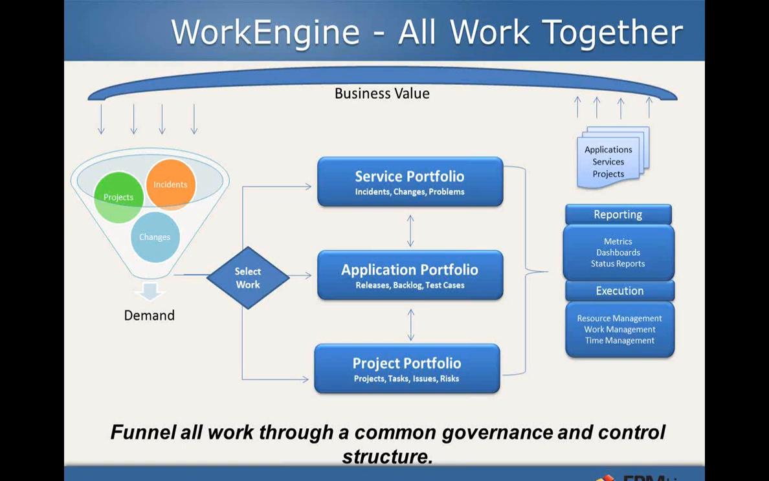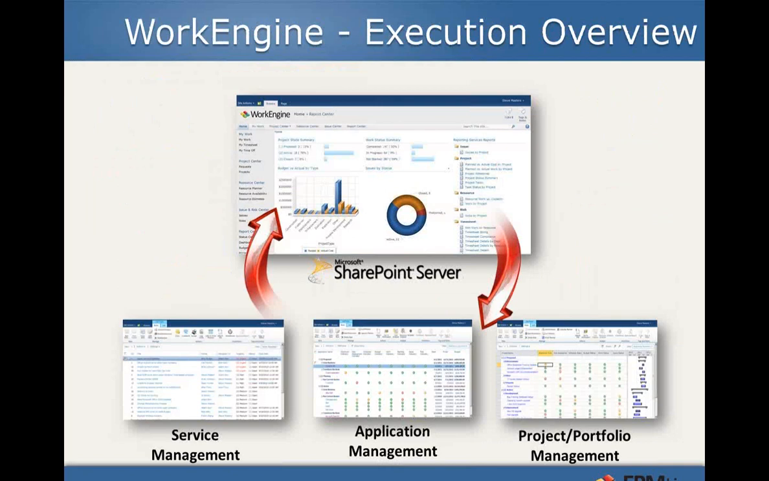So from a WorkEngine execution overview, for example, you can have service management, application management, and project and portfolio management all happening under the WorkEngine umbrella. But WorkEngine is going to provide built-in roll-up visibility to all the data of all those different types, whether it be dashboards, whether it be portfolios, whether it be reporting. So we can actually mine and leverage that information in a way that helps us make decisions and keep our finger on the pulse of what's happening in our organization.